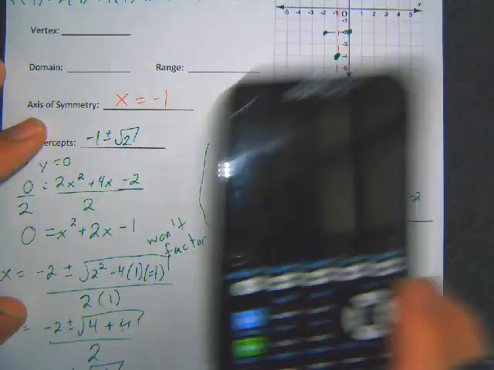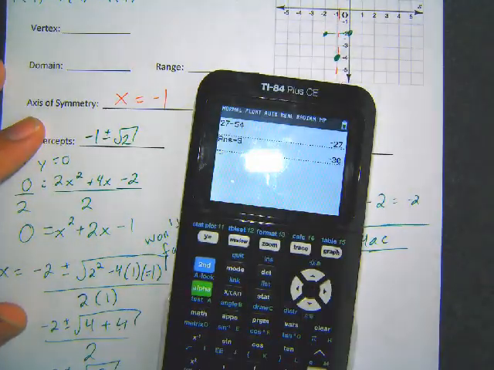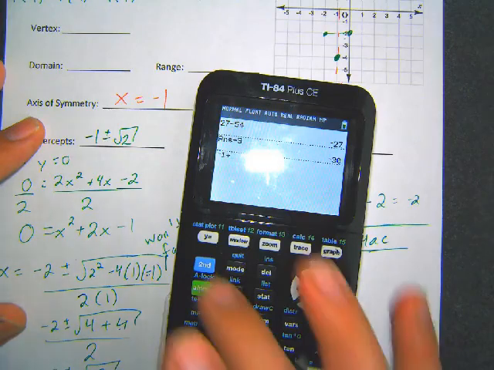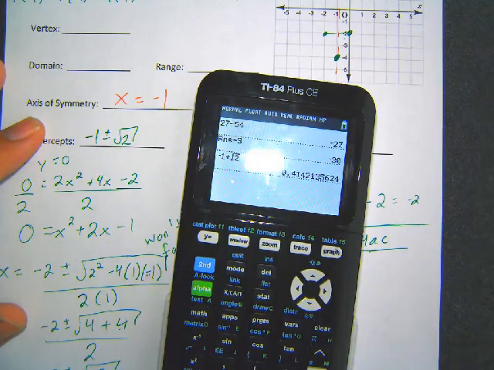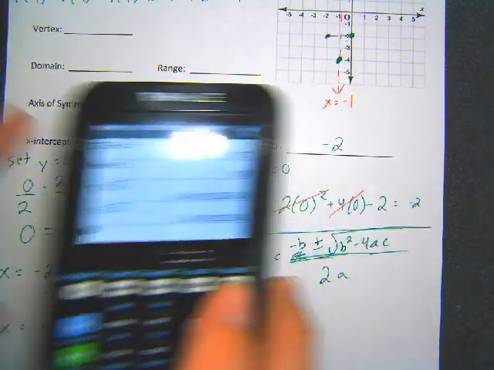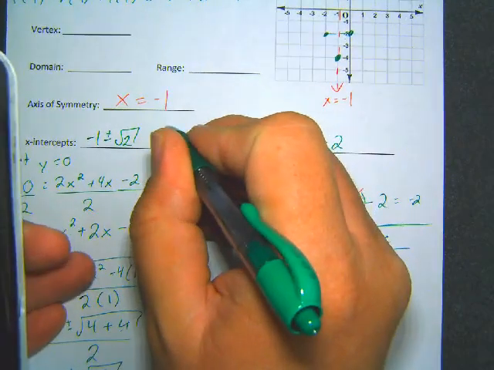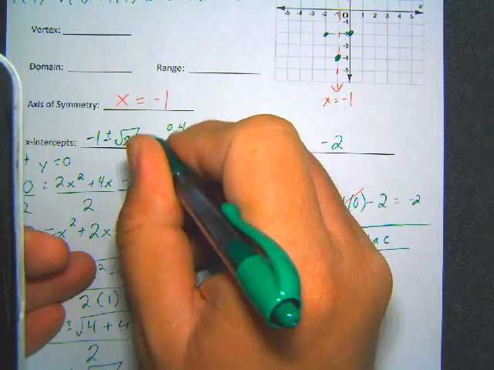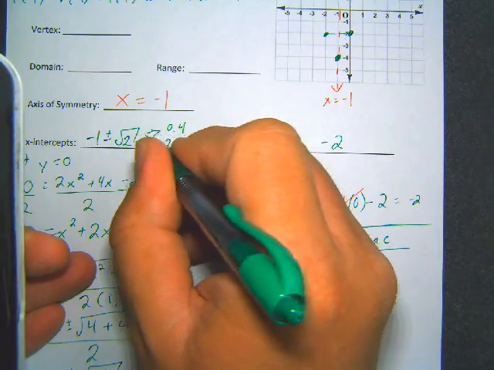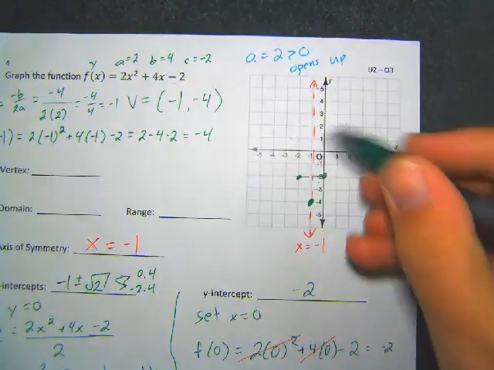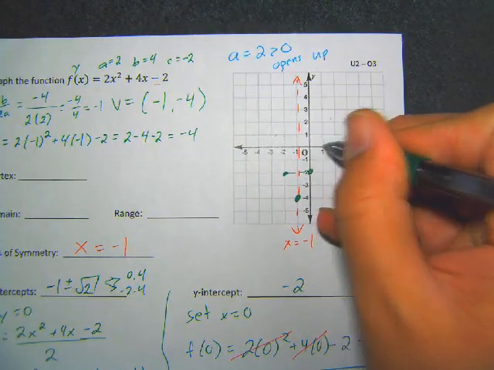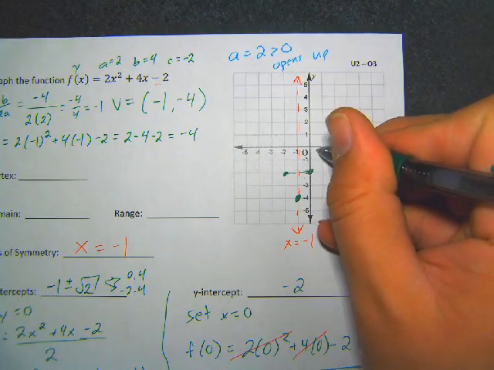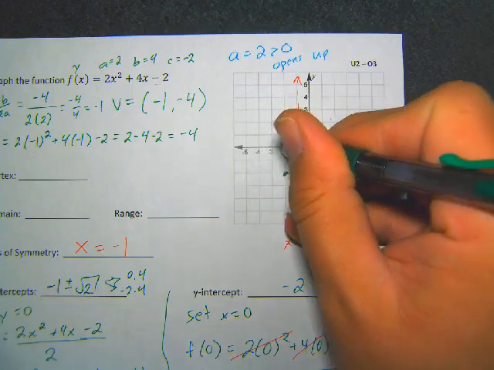Which if you want to see what that is about, you could type in your calculator negative 1 plus square root of 2. You can see that's about 0.4, and you can do negative 1 minus square root of 2, and that's about negative 2.4. So that's what this would be, 0.4 and negative 2.4. So when I look at the graph, I'm going to have something about 0.4, which would be about here, and something at negative 2.4, which would be about here.